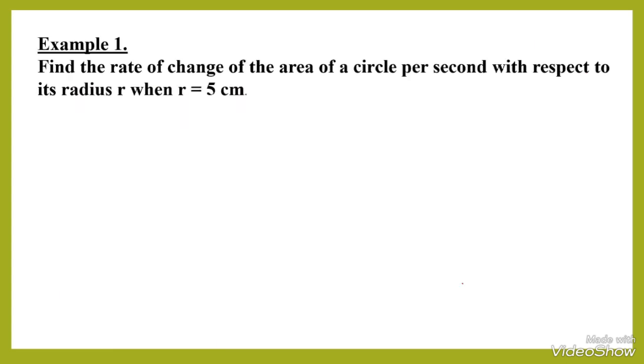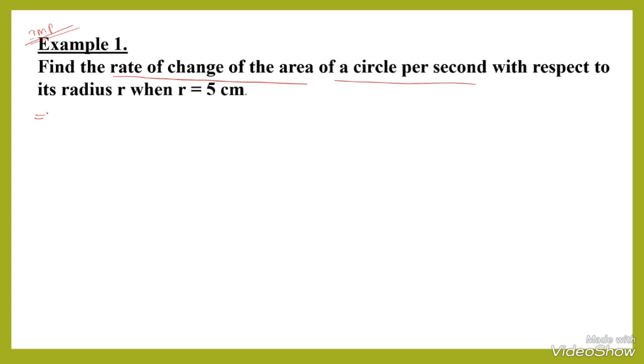Here is the first example. This is very important for 1 mark MCQ. Most of the time it will be asked as a multiple choice question. First, we have to read the question completely and understand the concept neatly. Find the rate of change of area of a circle per second with respect to the radius. Here they have given area, and we have to find the rate of change of area with respect to the radius.